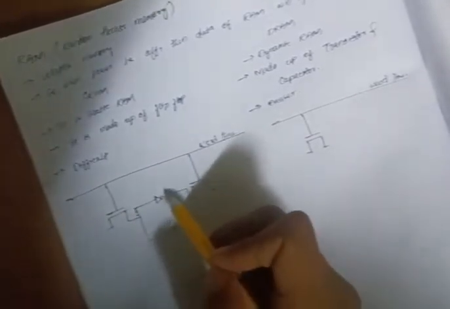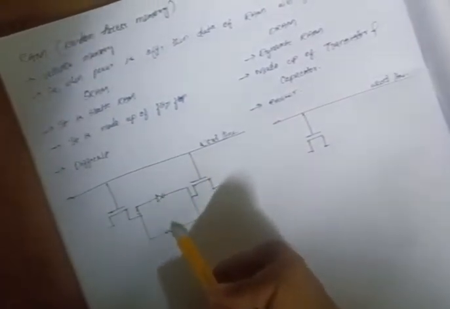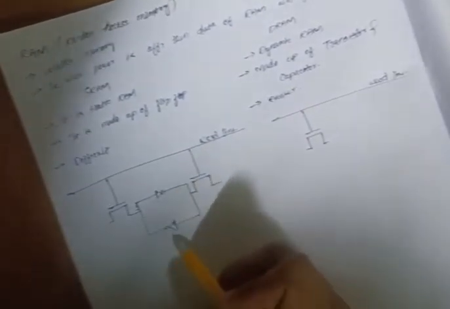Static RAM can be drawn in two structures. We can replace the two inverters by transistors, then it will be 4 transistors, plus here 2 transistors, total will be 6 transistors. In general, we took here 2 inverters.